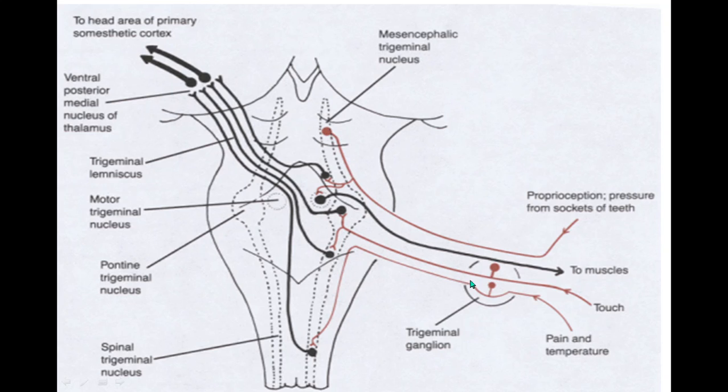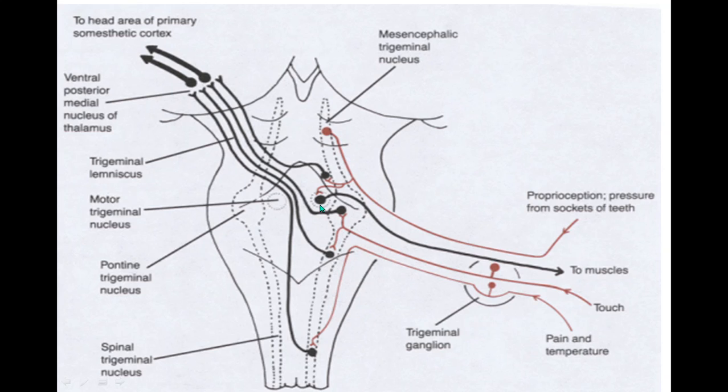The first order neuron for touch, pain, temperature, and other sensory impulses is in the trigeminal ganglia, but not for the proprioceptive impulses. The first order neuron for these proprioceptive impulses is in the mesencephalic trigeminal nucleus directly. So this is about the sensory component, that is your general somatic afferent component.